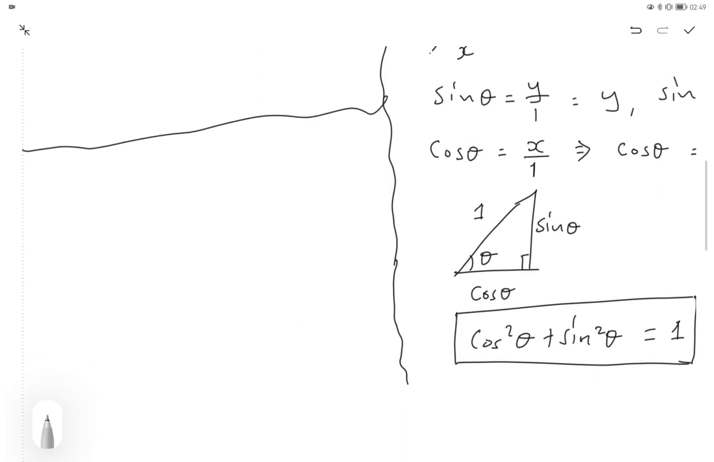Starting with the result that we have here, cos square theta plus sin square theta is equal to 1, we want to divide throughout to see what we have at the end. Let's start with the first one. Let's divide by cos square theta throughout that function.